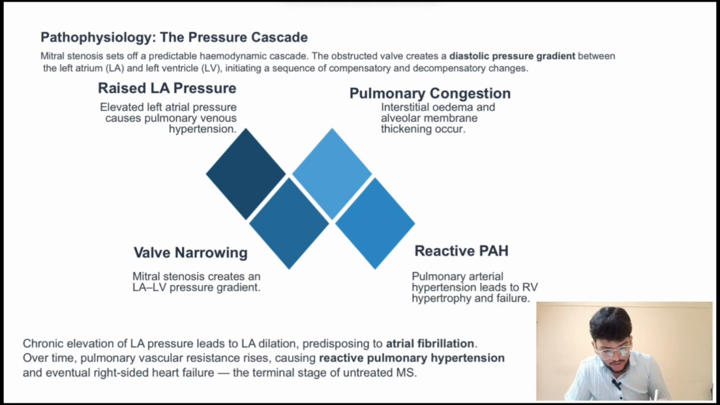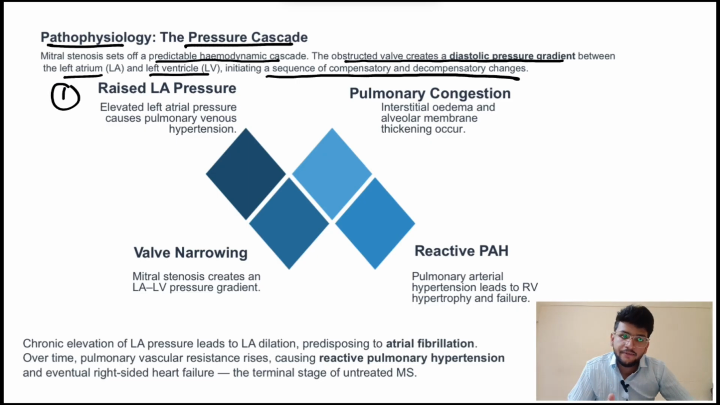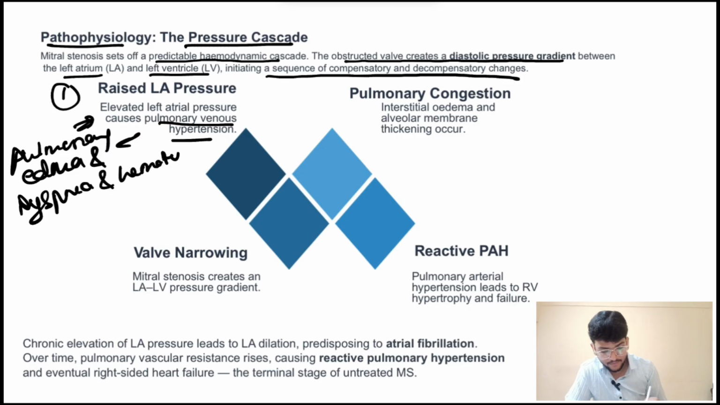Let us see the pathophysiology. The pressure cascade of mitral stenosis is a predictable hemodynamic cascade. The obstructed valve creates a diastolic pressure gradient between left atrium and left ventricle, initiating a sequence of compensatory and decompensatory changes. The first change is a raised left atrial pressure, where elevated left atrial pressure causes pulmonary venous hypertension leading to pulmonary edema, and dyspnea occurs along with hemoptysis. Next, we have pulmonary congestion, where interstitial edema and alveolar membrane thickening occur.